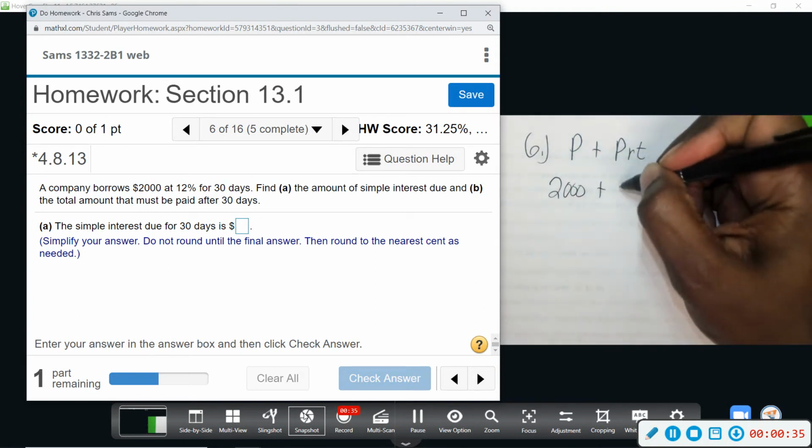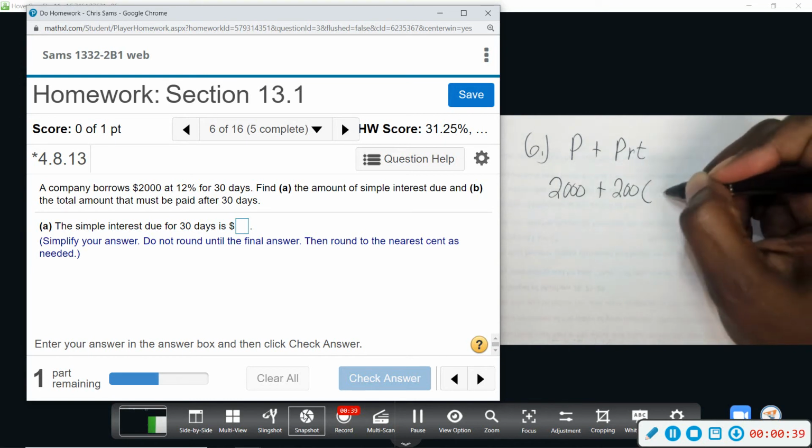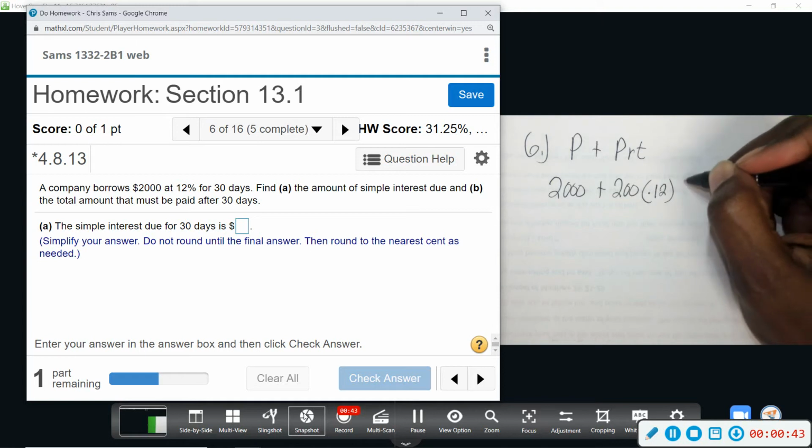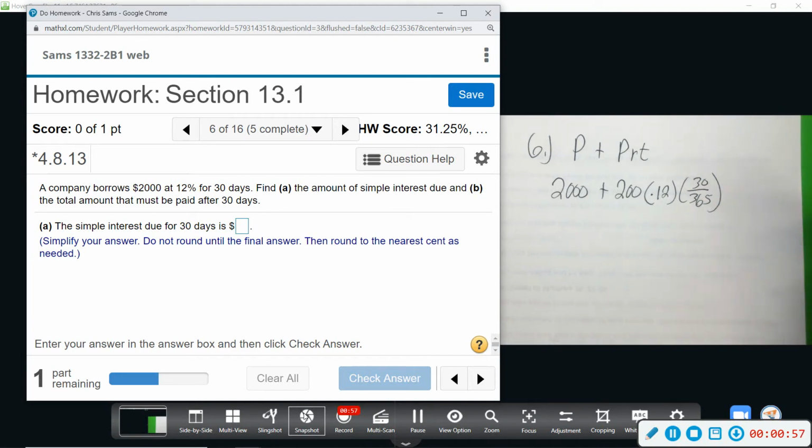And then the interest part is the 2,000 times the rate, 12%, so it's 0.12 as a decimal, times 30 days divided by 365. And again, time needs to be in years, so since they give you days, there's 365 days in a year, so this gives you the conversion. So we're going to find, it should be 2,000, not 200. All right, so we're going to find the interest first.